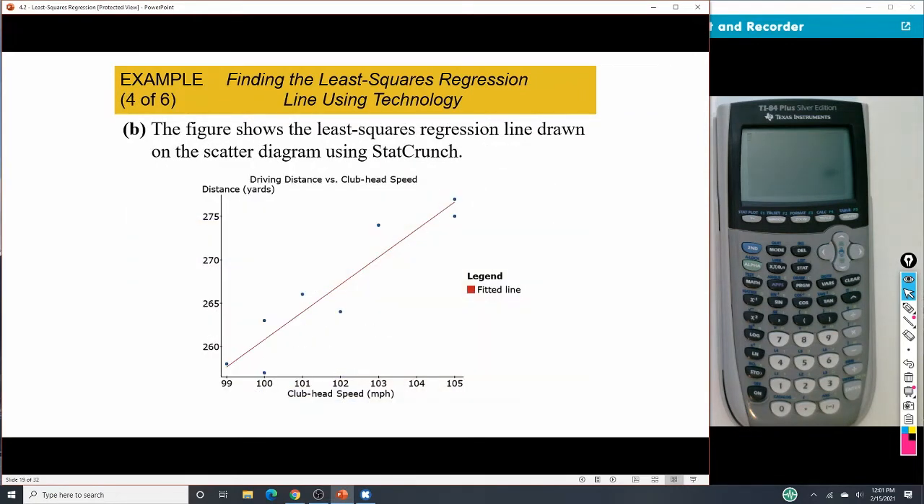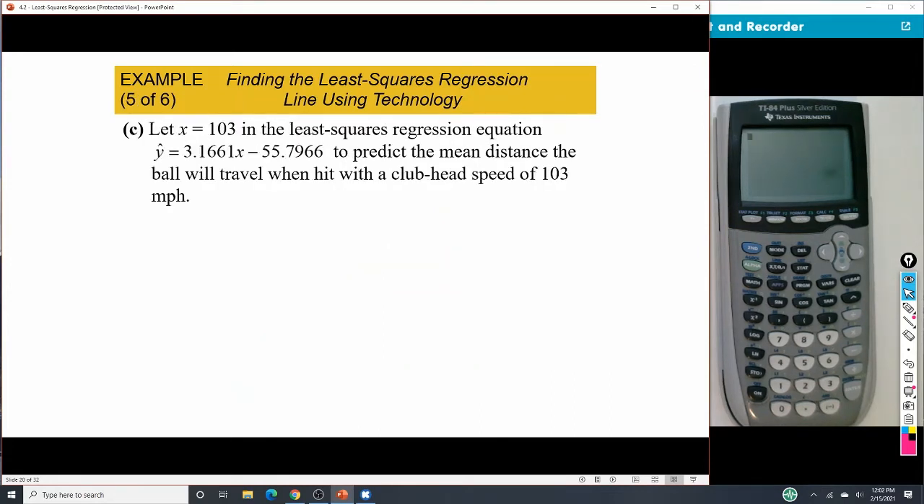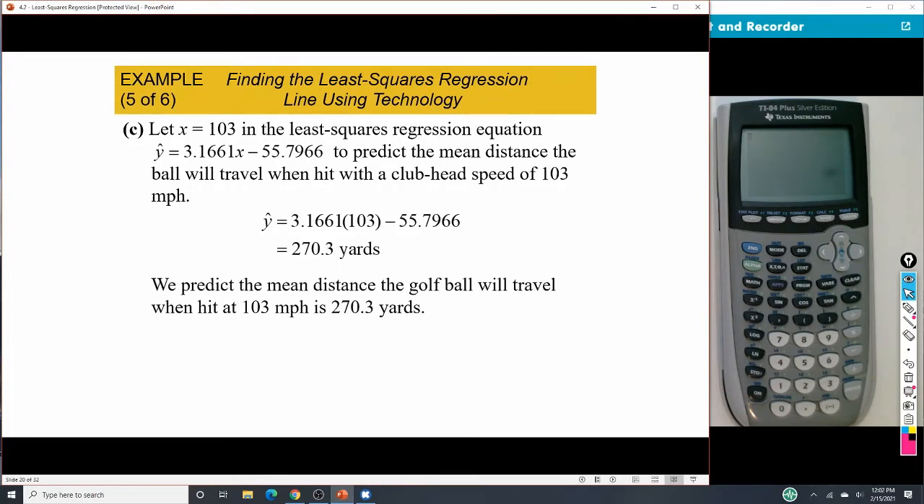And so we could draw that line. You would select a line that matches that piece. Typically on this one, you're going to be looking for the dots to help you if you need to select a graph like that. Now, if we wanted to estimate with x being 103, then we would plug that into the new equation that we just wrote using the slope and the y-intercept. And so we would estimate that if our head speed is 103, we should get 270 yards.